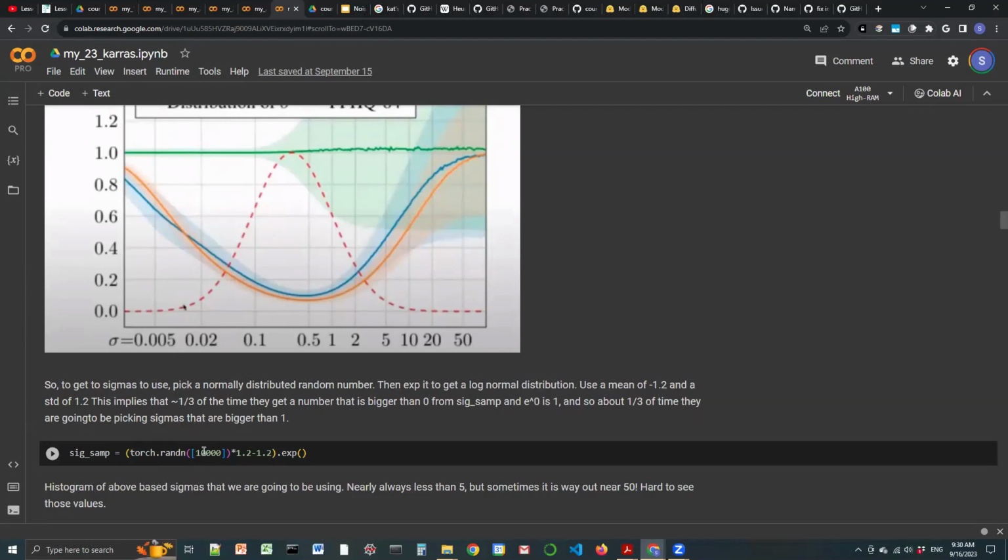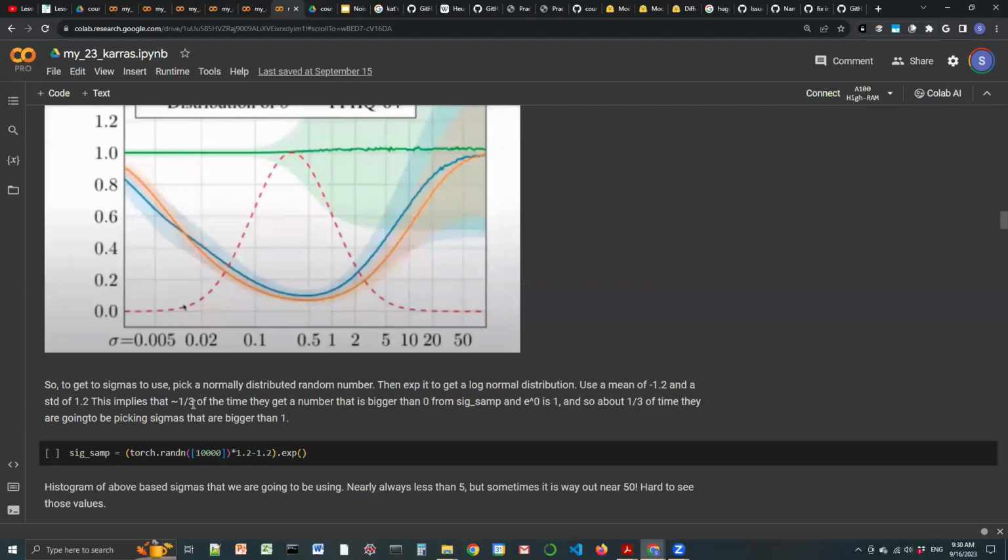we do here, torch.rand of some 10,000 values. Then exp it, which means exponentiate it, in order to get a log normal distribution. And then use a mean of negative 1.2 and a standard deviation of 1.2. I don't know exactly why 1.2, but that is the choice. The reason simply is that when we choose a mean and standard deviation of 1.2, it means that about a third of the time we get a number that is bigger than 0 from this sigma sampling value.